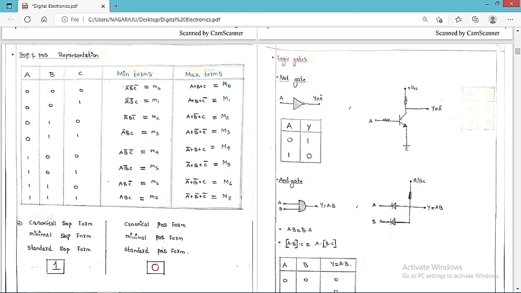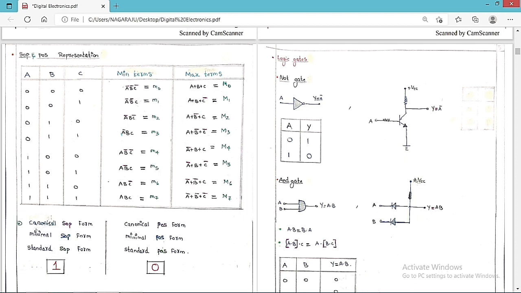So here we are going to get A bar, B bar, C bar; A bar, B bar, C; A bar, B, C bar. Here we are going to get A bar, B, C. This is A, B bar, C bar. This is A, B bar, C. Here A, B, C bar, and A, B, C. So these are the min terms that we are going to get. Total 8 min terms you are going to get here. So now let me tell you about the min terms again.